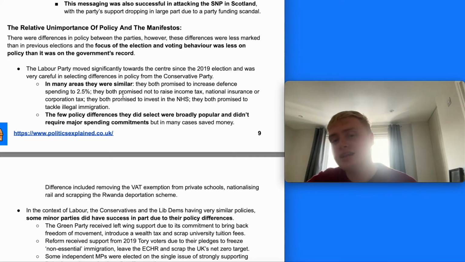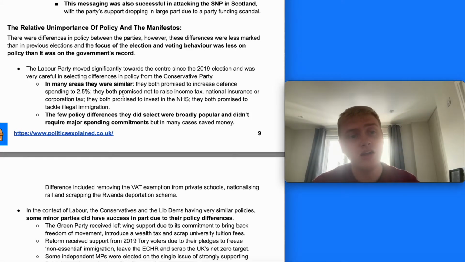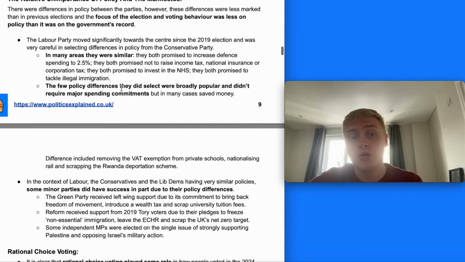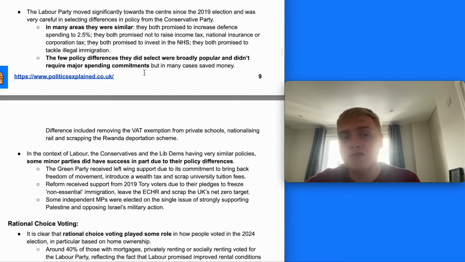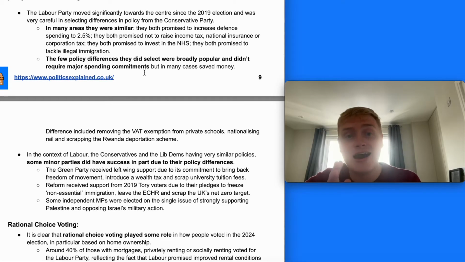Interestingly, policy in the manifestos can be seen as a bit less important. There were differences in policy between the parties, but these differences were less marked than in previous elections, and the focus of the election and voting behaviour was less on policy than it was on the government's record. As I mentioned, the Labour Party moved significantly to the centre since 2019 and was very careful in selecting the differences in policy from the Conservative parties. In many areas, they were very similar.